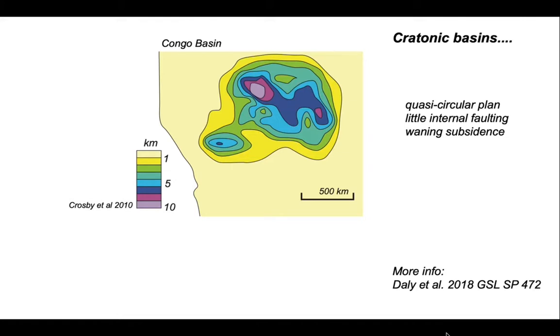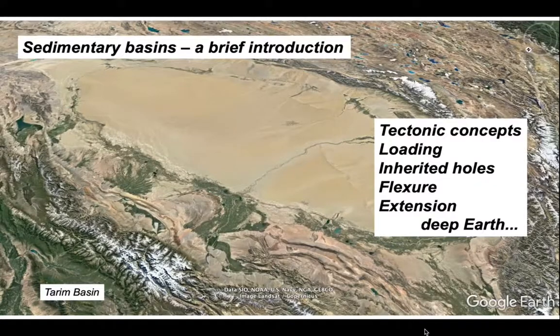These rather enigmatic basins are actually rather common, and they're found on the cratons that occur in the interiors of pretty much all the continents on Earth. Examples in North America are the Michigan and Williston basins, and in South America the Parnaíba basin. So that's a brief introduction to sedimentary basins and the tectonic concepts that underlie their understanding.